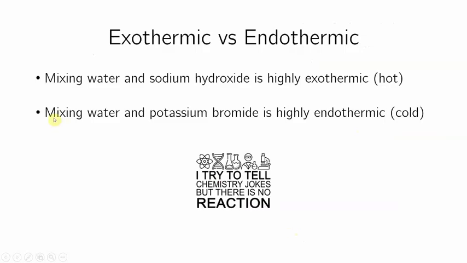And just as an example, if you mix water with sodium hydroxide, which is Drano, the dissolution process is going to be highly exothermic, and if you touch it, it's going to be very, very hot. The cup that you're mixing together is going to get really, really hot. Whereas if you mix water and potassium bromide, the cup will get cold because it requires energy from its surroundings, and it takes a long time to actually mix because energetically this is not favorable.